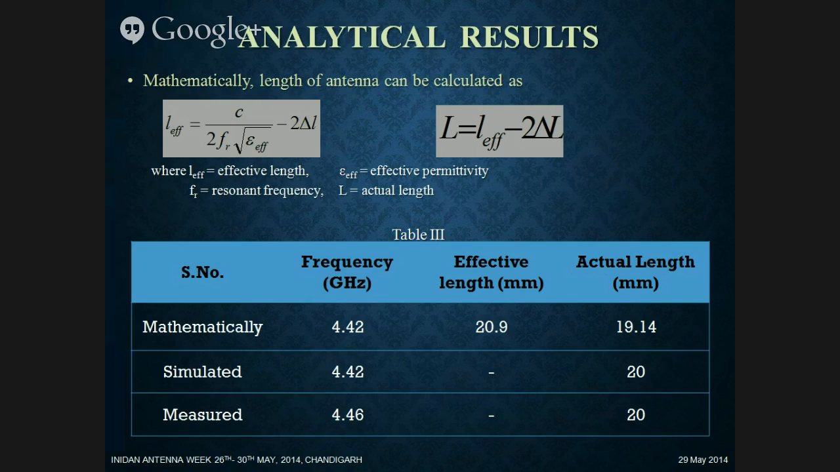Analytically, first of all, we have used the simple microstrip patch antenna equation to find the length of the antenna. Mathematically, for the first frequency band, the effective length of the antenna comes out to be 20.9 millimeter, and the actual length comes out to be 19.14. For the simulated design, it is 20 mm length, and we have fabricated the design at 20 mm length. So there is a very small gap between the mathematical expression and the simulated one.